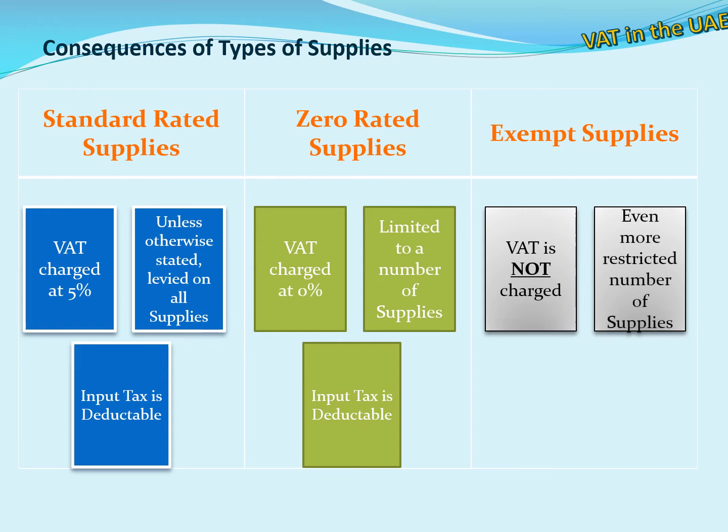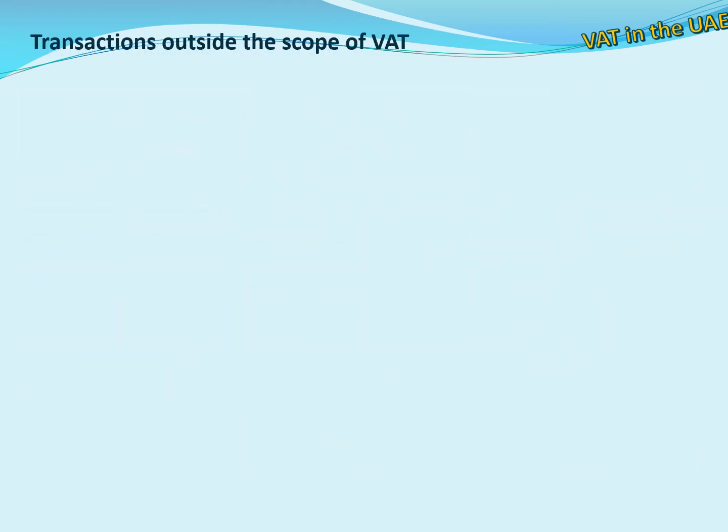The distinction between the exempt and zero rated is that although VAT is not charged, there is a difference in the VAT recoverability associated with the transaction. Where there is input tax attributable towards exempt supplies, the input tax is not recoverable.